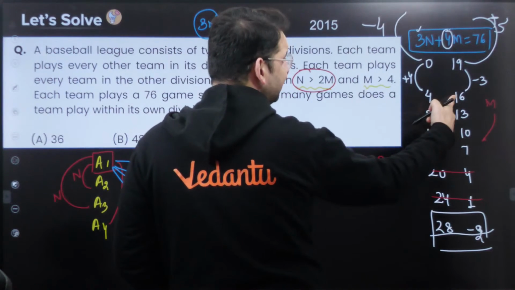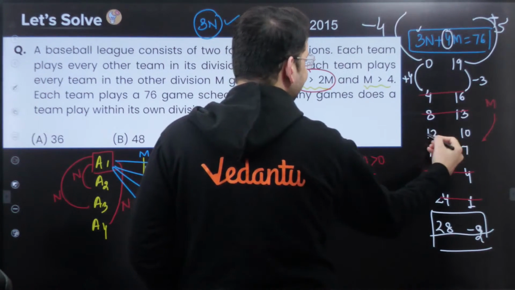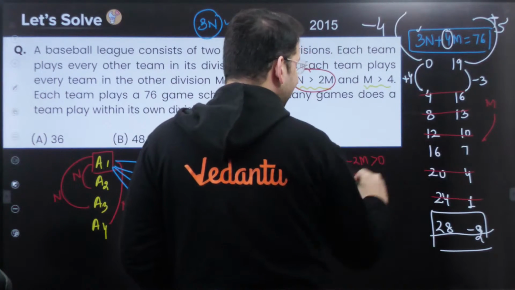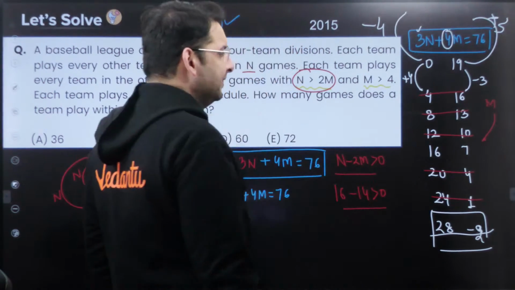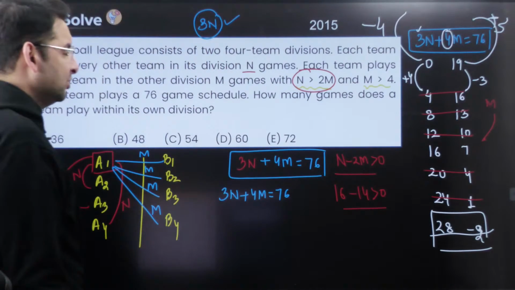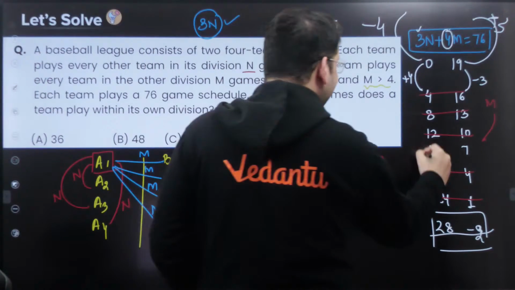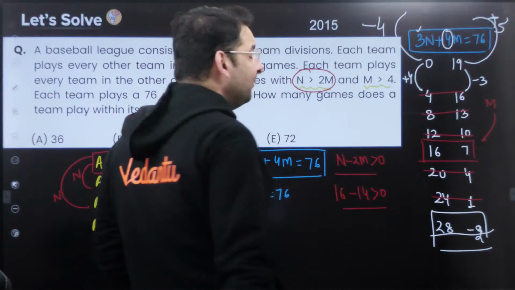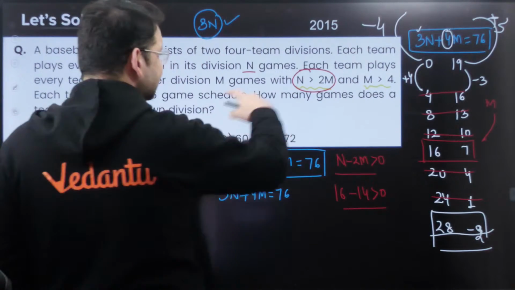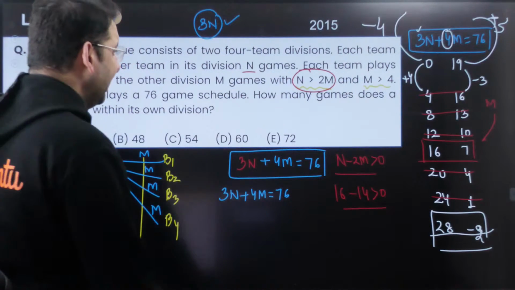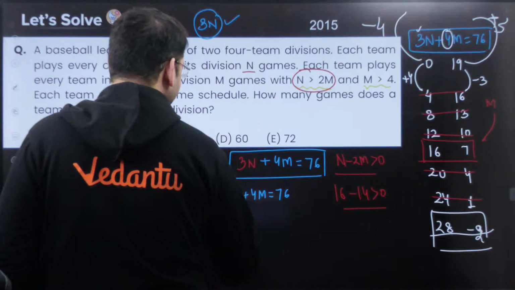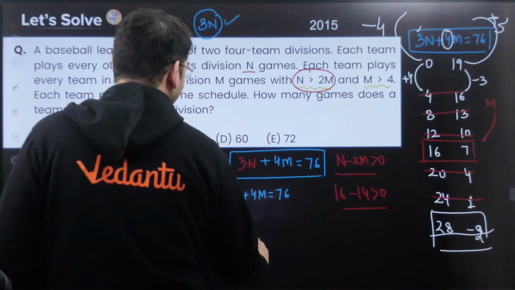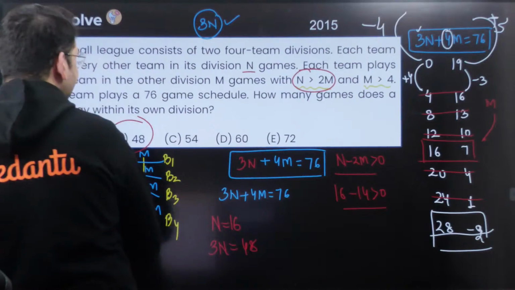Here n minus 2m is negative, gone. Negative, negative. 16 minus 14 is clearly positive. So this is the only value of n and m which of course satisfies these conditions. So n is clearly 16 and we wanted 3n. So 3n is going to be 48. So 48 is going to be the right answer to this.